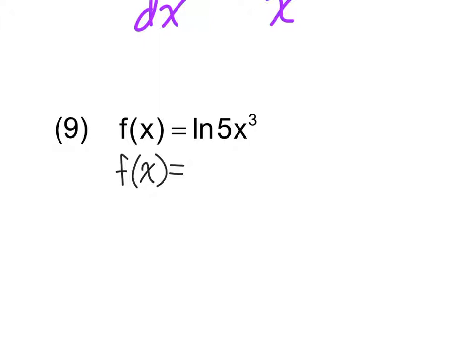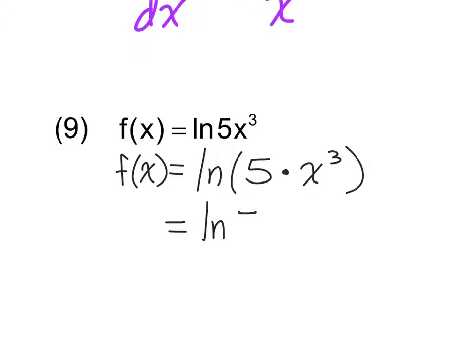So ln of 5x to the 3rd. I just rewrote it, just exaggerating that product there, because sometimes it's not as obvious that there is a product. When you have a product within a logarithm, it tells you to do what? Separate it into a sum. So a product turns into a sum. Now I can do the log frog business.